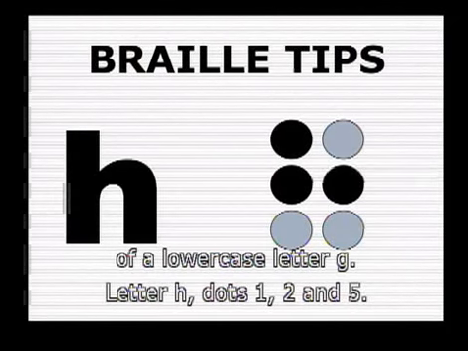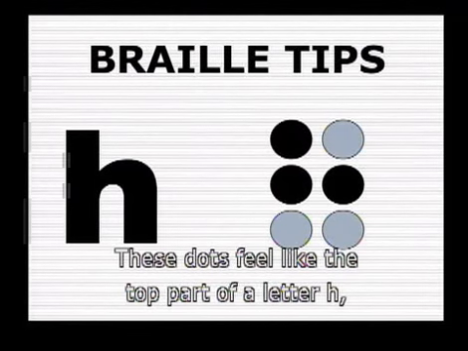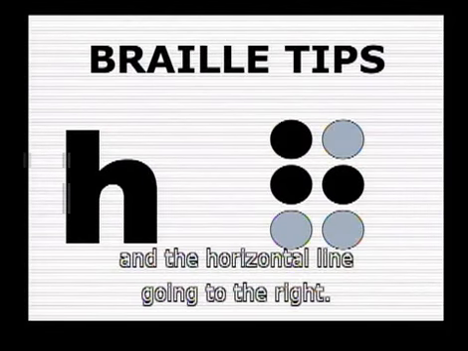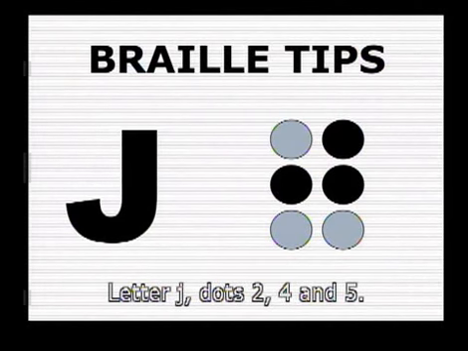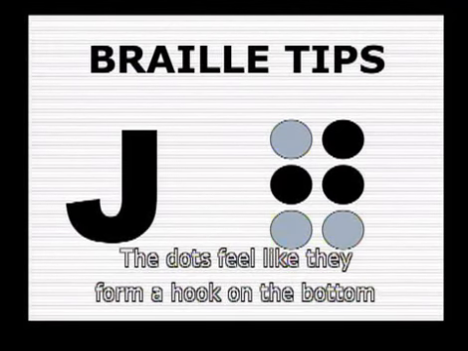Letter H, dots 1, 2, and 5. These dots feel like the top part of a letter H, the straight line going up and the horizontal line going to the right. Letter J, dots 2, 4, and 5. The dots feel like they form a hook on the bottom of a letter J.